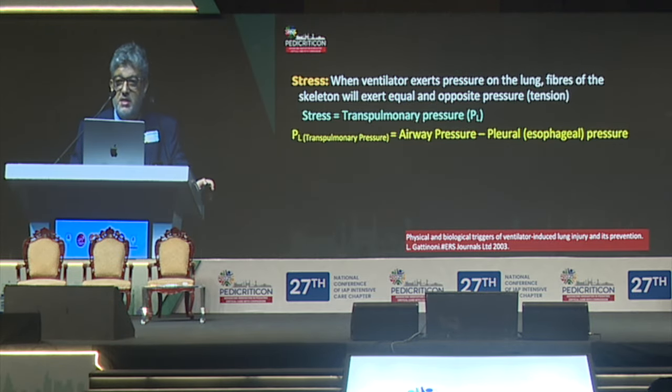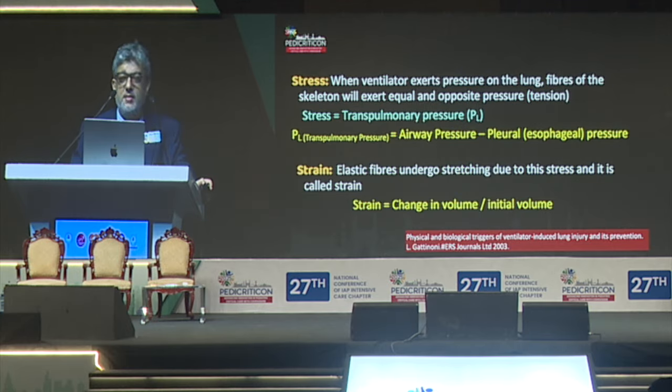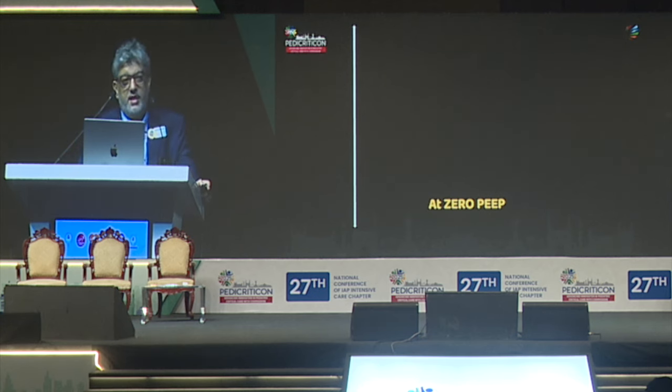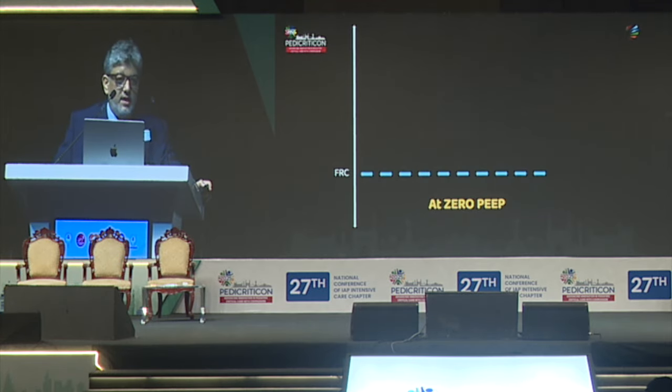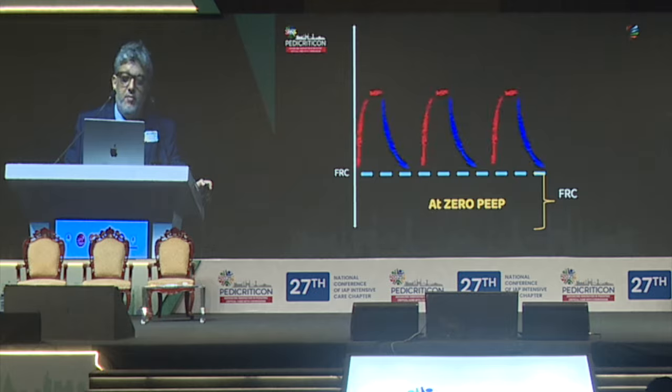So stress is basically the transpulmonary pressure, as we saw, the difference between airway pressure and the pleural pressure, while strain is the ratio of the volume which we achieve to the original volume. So usually it is the change in volume to the original volume. At 0 PEEP, when we measure the end expiratory lung volume by various techniques like helium dilution or nitrogen multiple wash-in, wash-out technique, that is the FRC. And then there is a tidal volume on top of FRC, and when we take the ratio of tidal volume to FRC, that is strain.